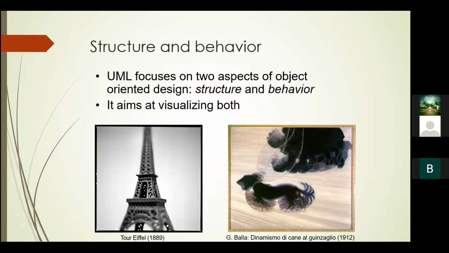So next po is the structure. The UML focuses on two aspects in designing a software. So the two are the structure and behavior. As we can see in these figures below, the Eiffel Tower will represent the structure. So mapapansin structure yung Eiffel Tower. Then the next figure, Dinamismo di un cane al guinzaglio, 1912, which means the dynamism of a dog on a leash. So this is the behavior kapag yung dog ay nandun sa leash.